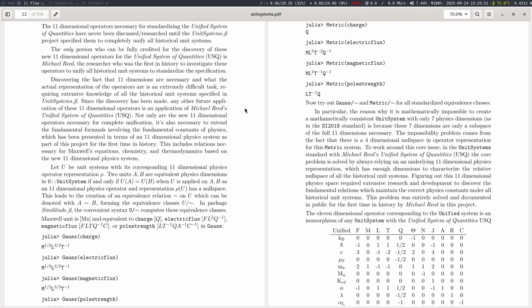Since the discovery has been made, any future application of these 11-dimensional operators is an application of Michael Reed's Unified System of Quantities. Not only are the new 11-dimensional operators necessary for complete unification, it's also necessary to extend the fundamental formulas involving the fundamental constants of physics, which has been presented in terms of an 11-dimensional physics system as part of this project for the first time in history.